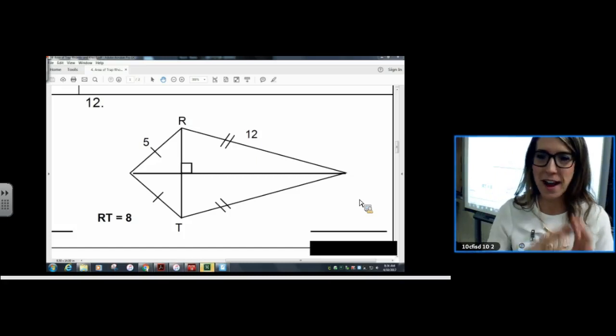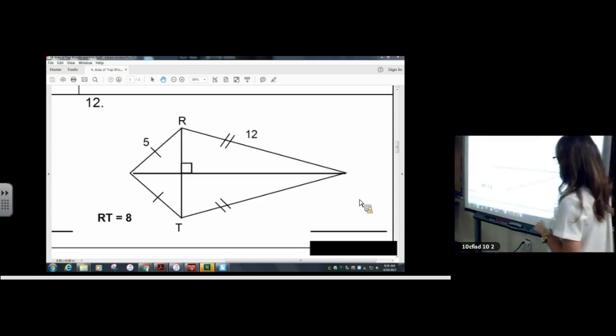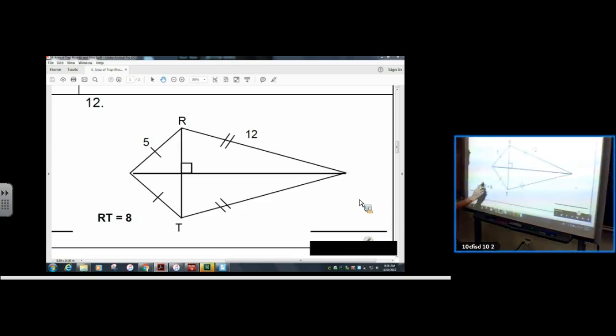Number 12 from the homework. How do you like that zoom? That's about as big as it's going to get. Yeah, that's awesome.